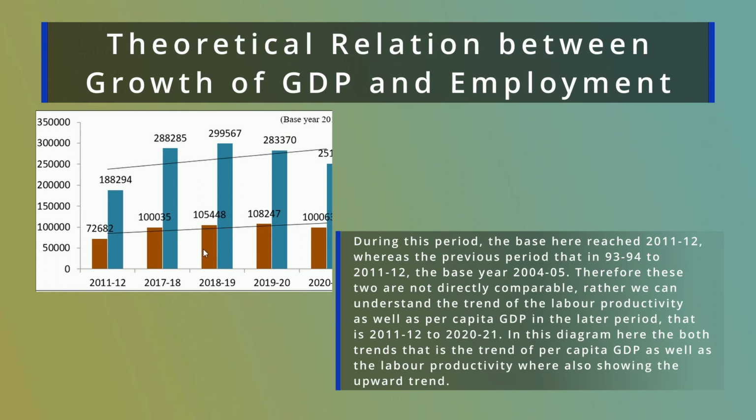Here both trends, that is the trend of per capita GDP as well as labor productivity, were also showing an upward trend. But during the recent years, due to the COVID-19 pandemic, both the value of per capita GDP as well as labor productivity decreased, that is during 2021.